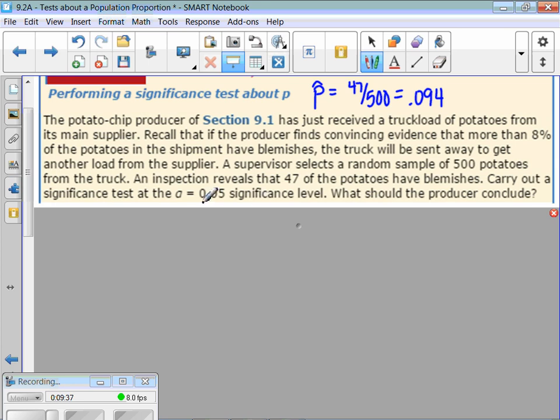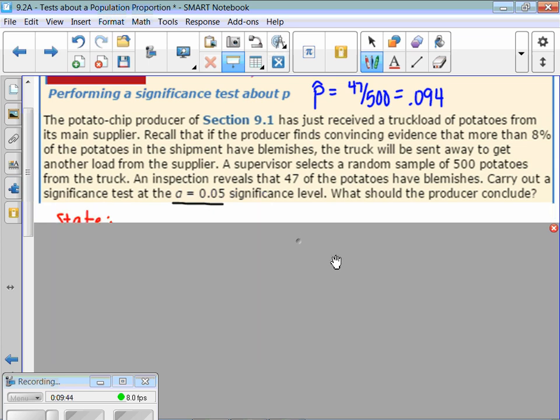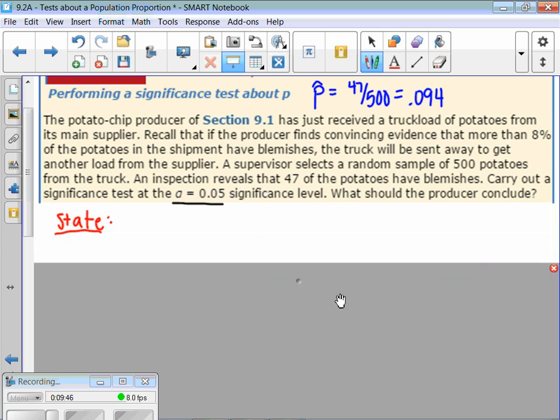So we're going to do a significance test. They tell us at the 5% level, and then we need to figure out what to conclude. So we have our state. We start with our hypothesis. What do you think our null hypothesis is going to be? We want to know, is it 8%? So our p would be equal to 0.08. Always use p here, not p-hat. And then my alternate hypothesis would be, do I have more than 8% with blemishes? Because that would be a problem, okay?